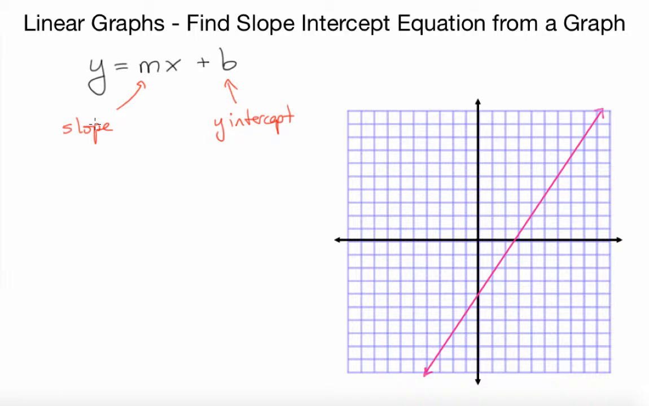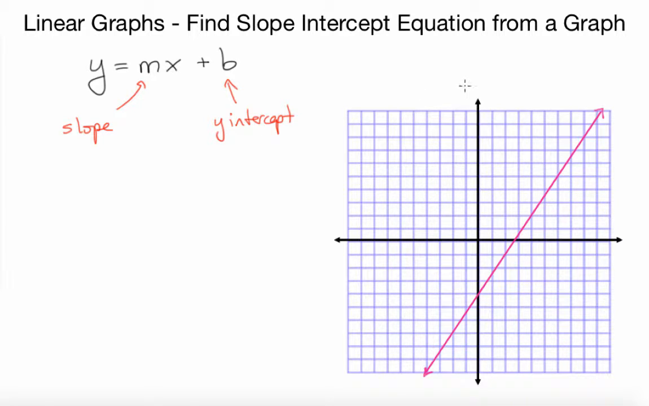Well, the slope, if you remember, is just the average rate of change between 2 points. And so I'm going to look on my graph for 2 points to find that. And I'm also going to use my graph to figure out the y-intercept. I'm going to start off with the y-intercept. I think that'd be the easiest.